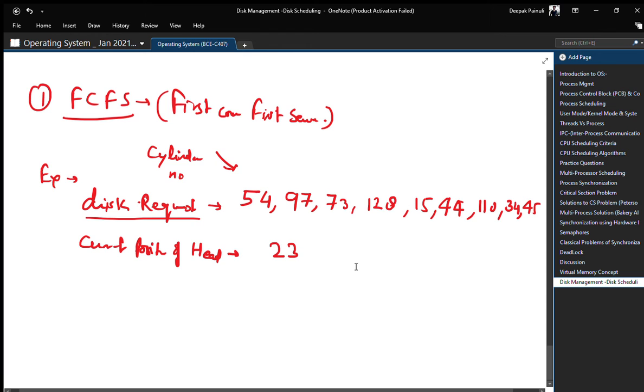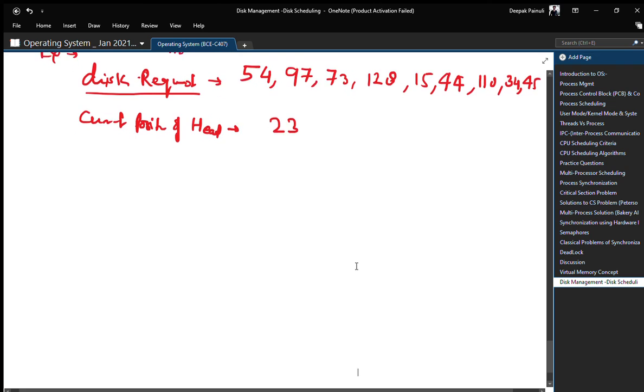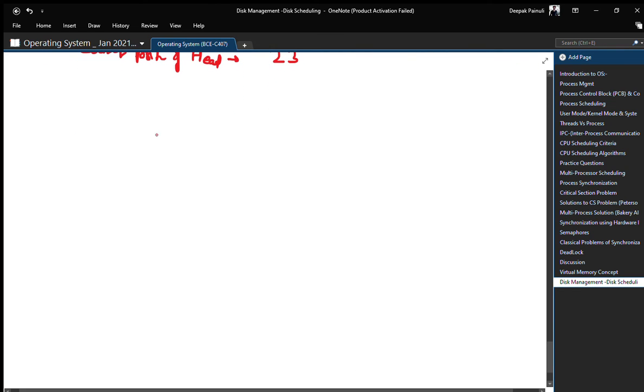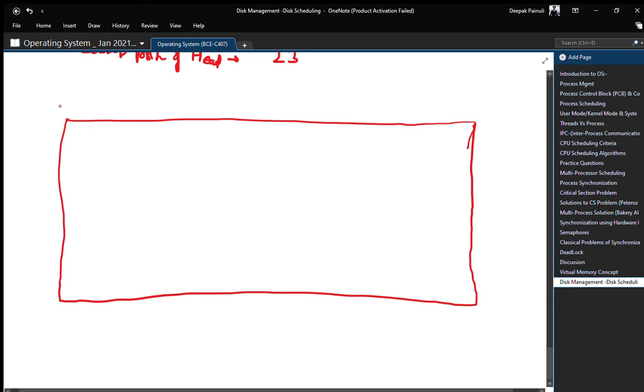Now let us solve it. For solving, we will draw a diagram according to this. Let us say these are the cylinder numbering areas. This is 0, cylinder number 0.